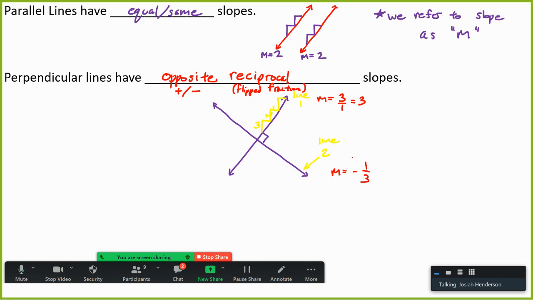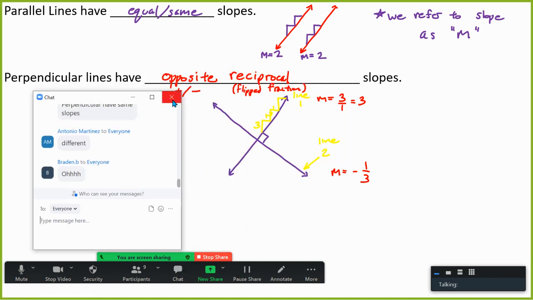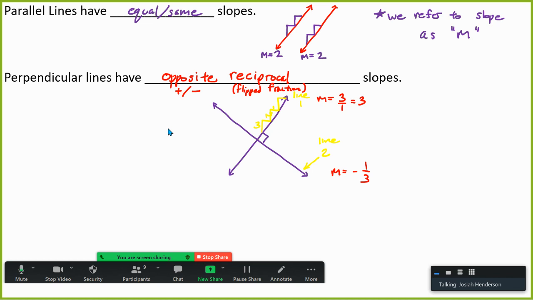They're crossing in a very specific way. They have opposite reciprocal slopes. Good. I'm glad you guys are seeing that. I'm going to hold on this screen here. We're going to use these concepts all day, well, for the rest of this hour and for tomorrow.